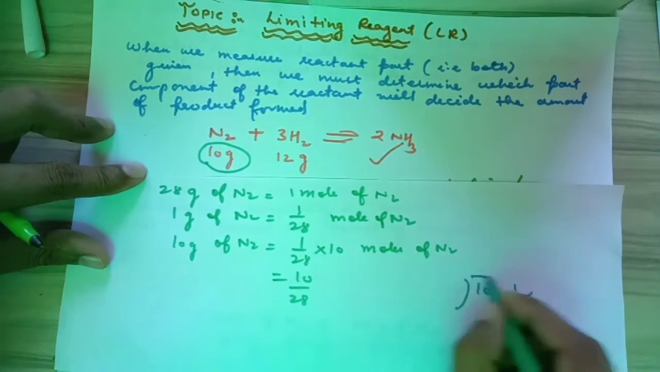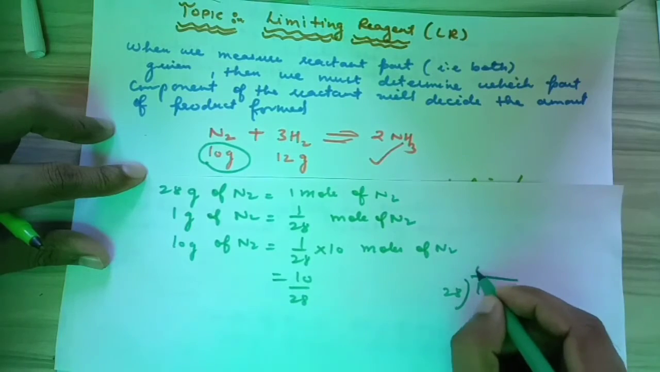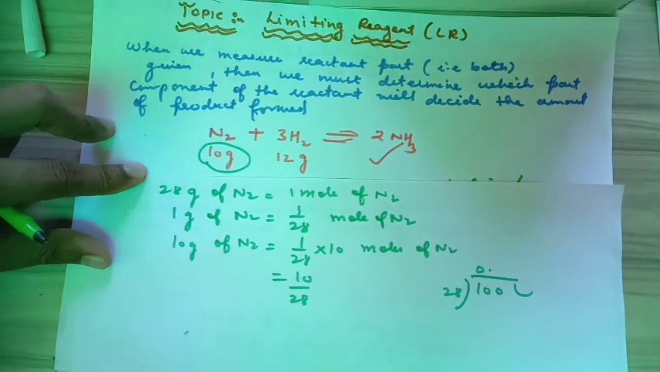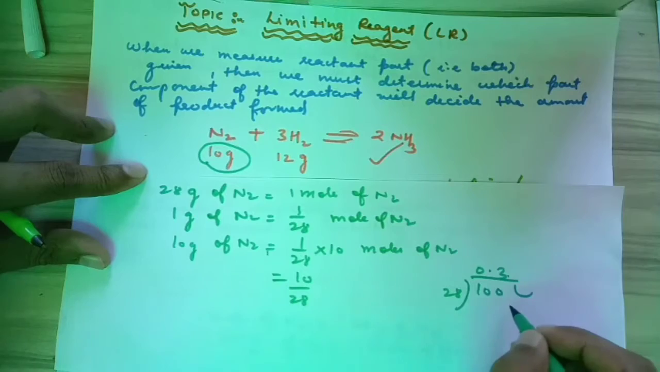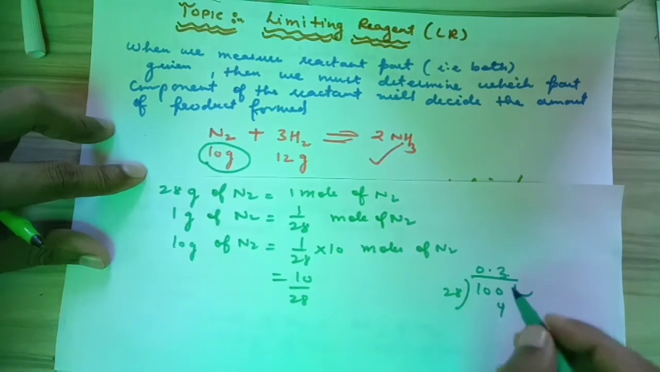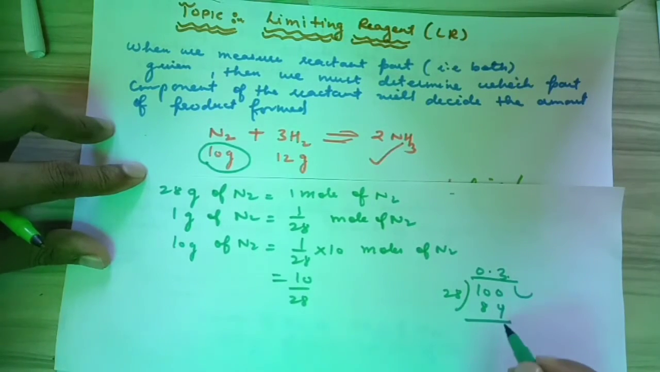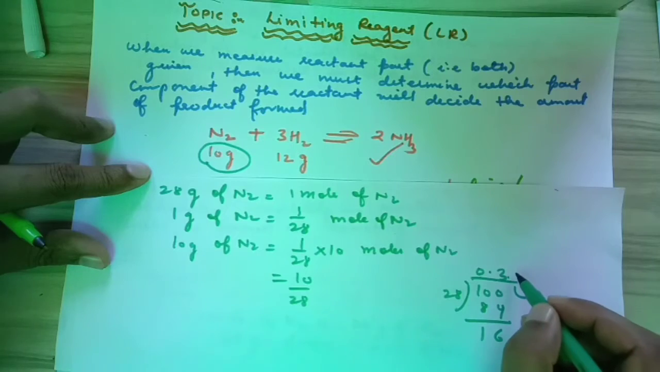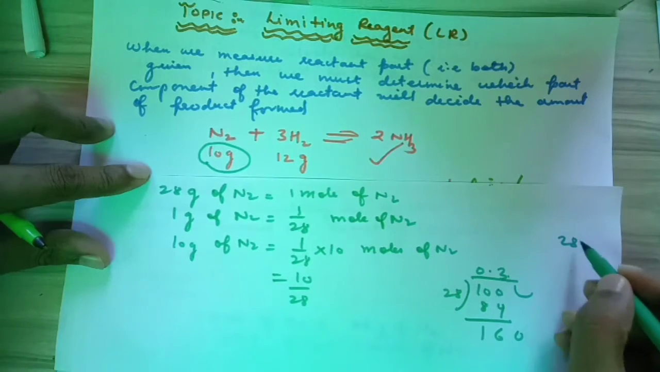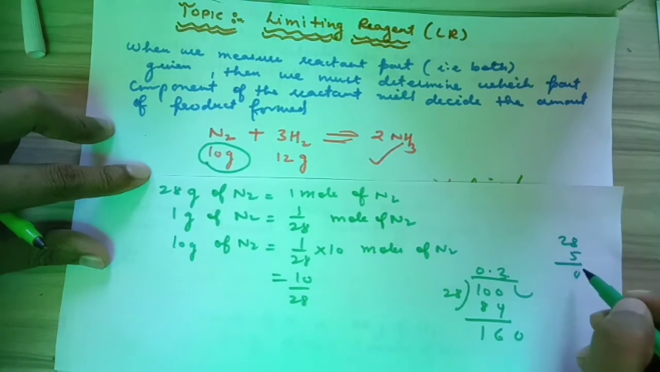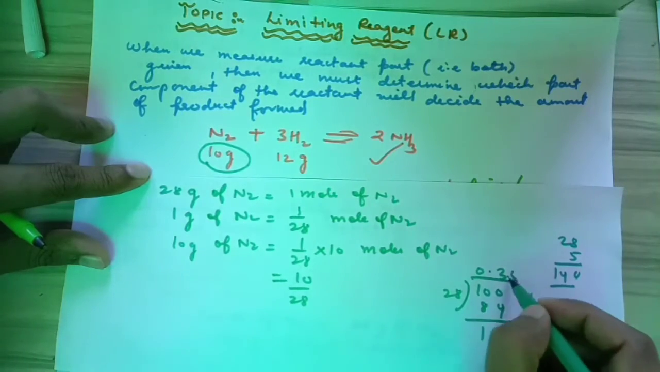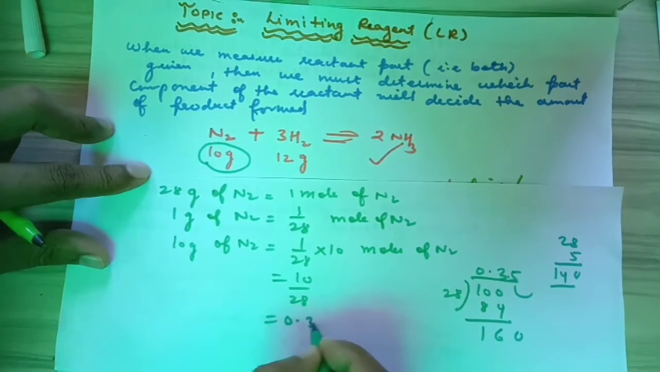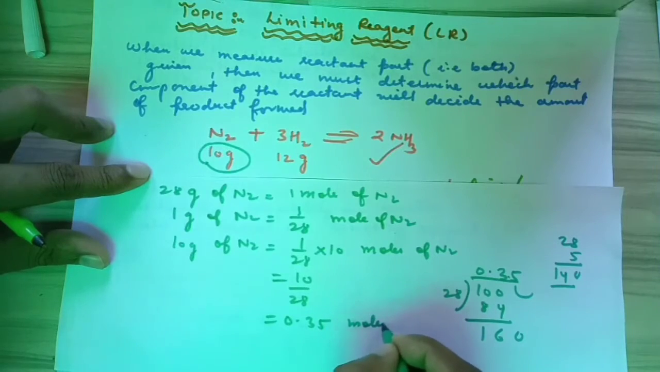If we solve it, so it will go 3 times. 3 8s are 24. 3 2s are 6, 6 to 8. It will be 6, 1, 0. So it will go about 5 times. 5 8s are 40. 5 2s are 10. 14, 140. So it will go 5 times. So it will be 0.35 moles of N2.